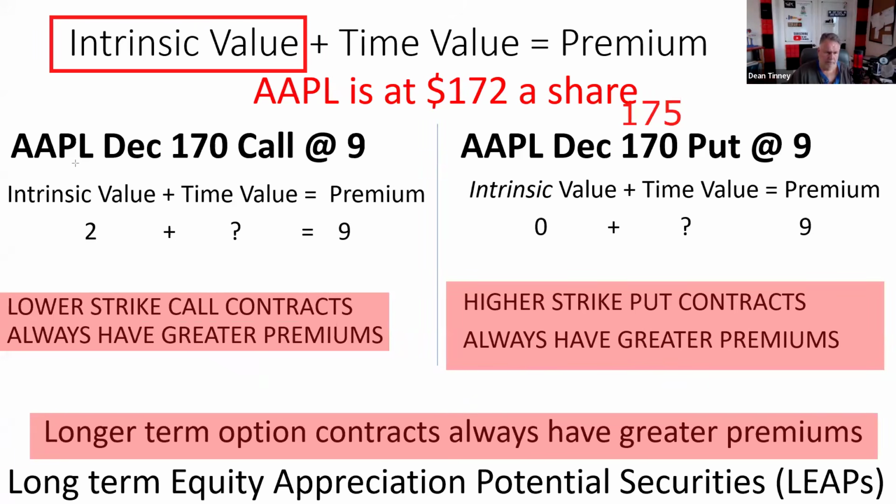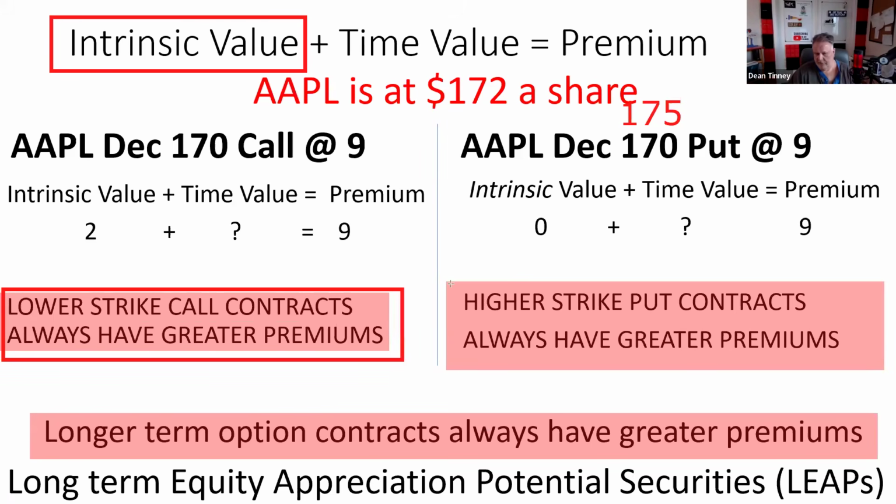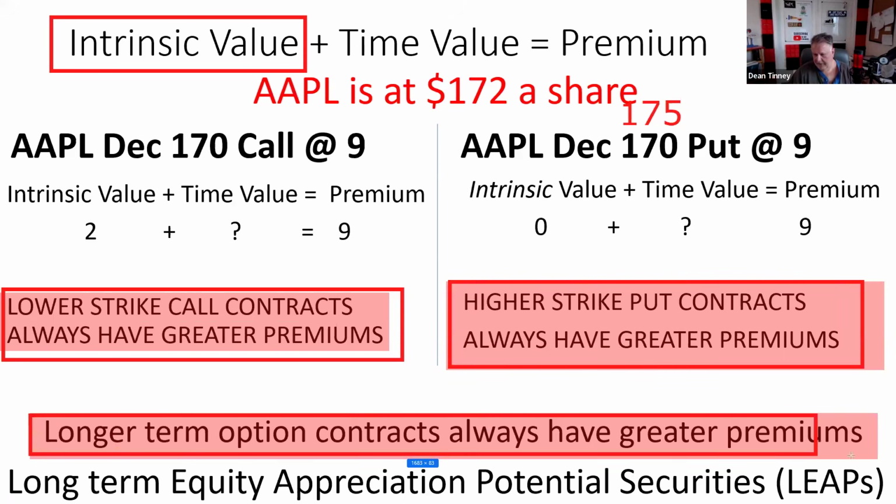So I have a mantra that I want you to know. This isn't important unless you're going on to the Series 7. If you're joining us and you're just taking an SIE, who cares? But if you're taking your 7 or you're taking an SIE and going on to the 7, then this is important. The mantra is lower, higher, longer. Lower strike call contracts always have greater premiums. Higher strike put contracts always have greater premiums.